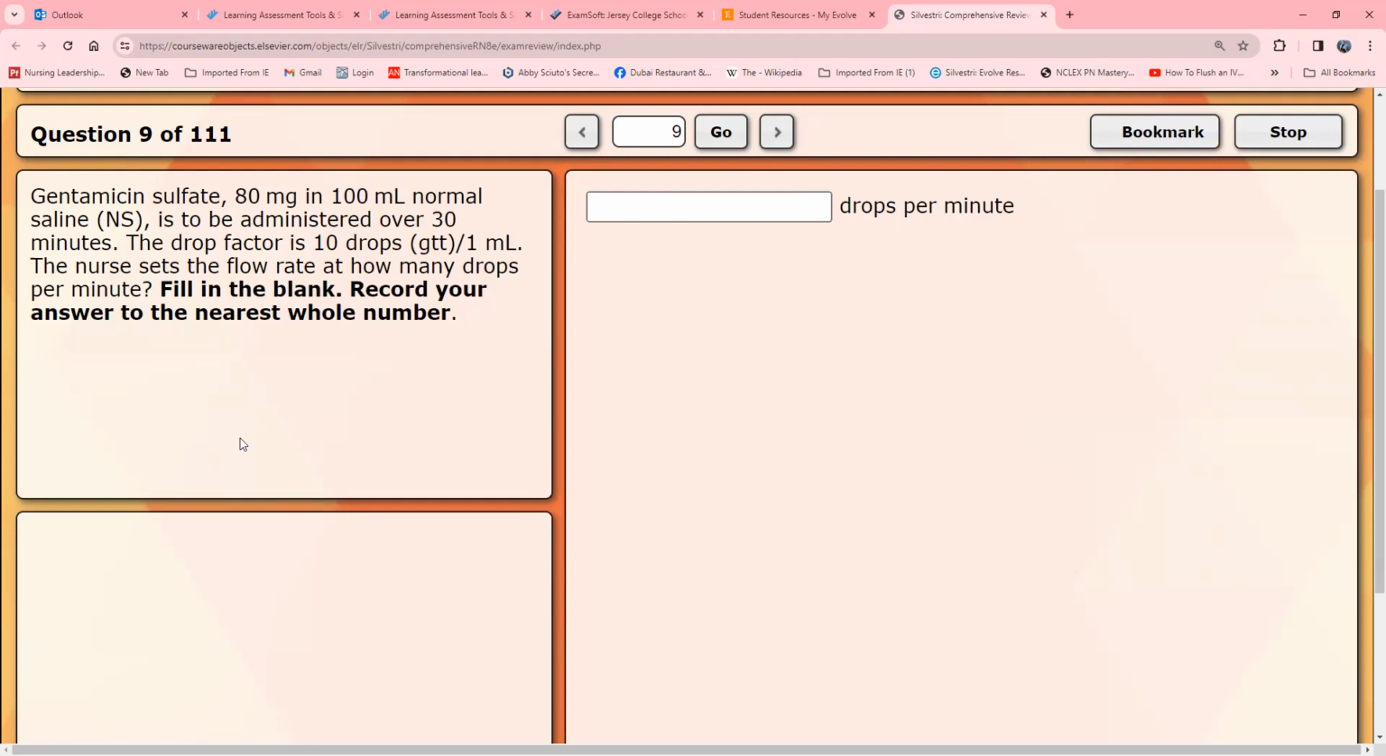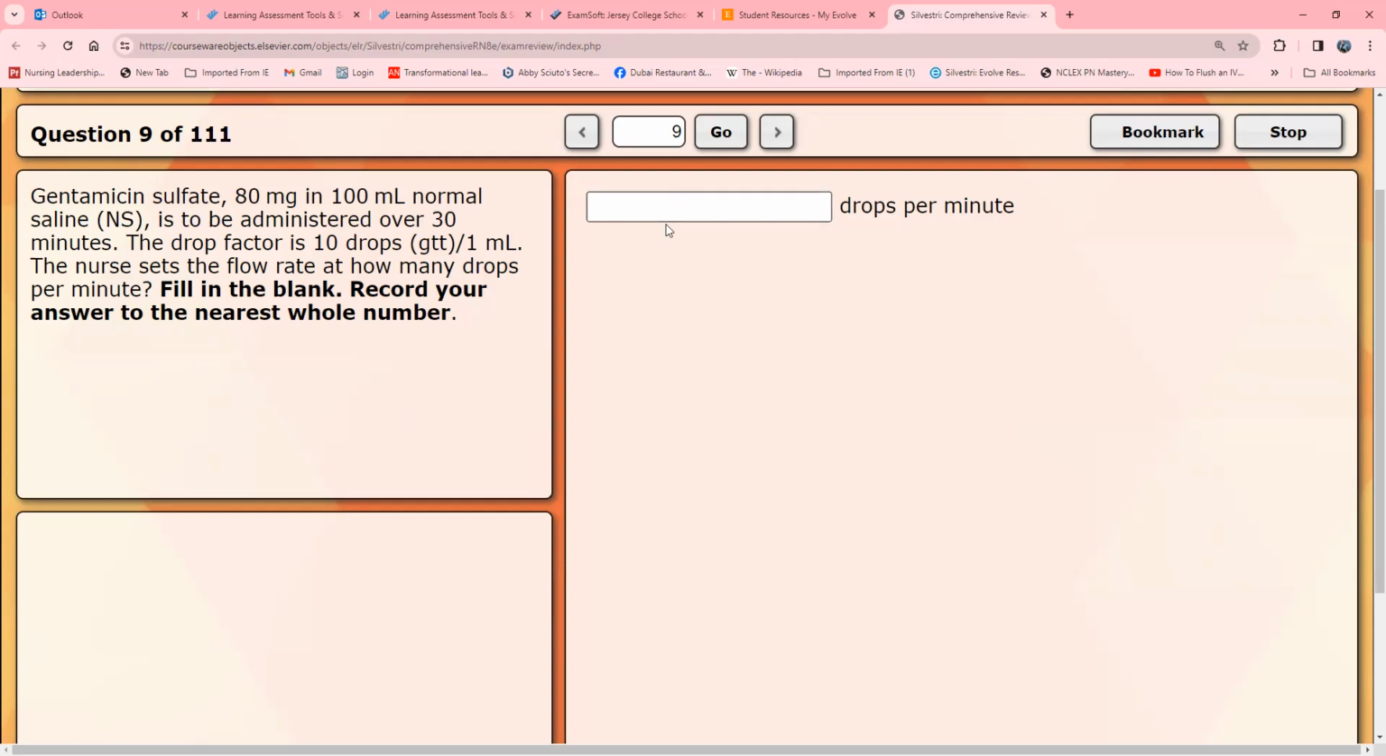Volume is always going to have what behind it? mL. So if you see milligrams, leave it alone. Okay, so here your problem should be set up how? 100 divided by 30 times 10. 33.